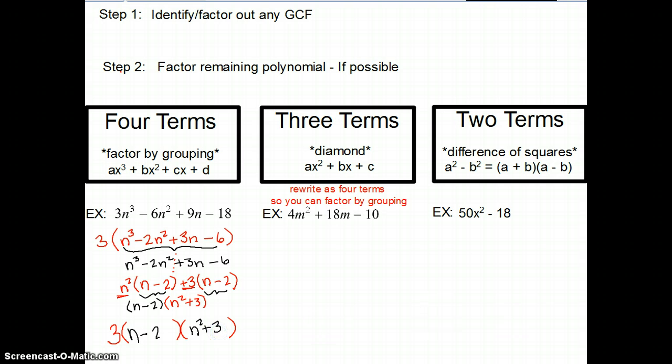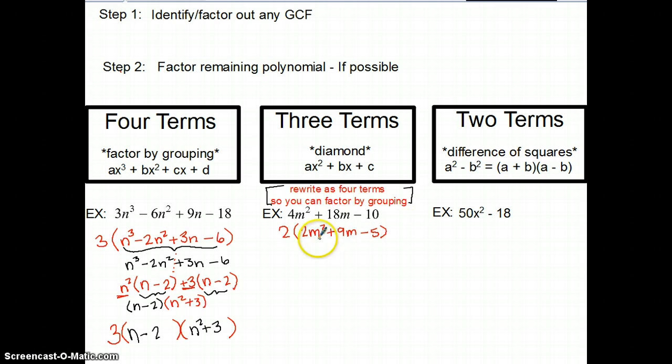To the right, we are going to use our diamond method because there are only three terms. Now remember, as I said a moment ago, our goal is to rewrite these three terms as four terms so that we factor by grouping. Step 1, always, I'm going to look for any greatest common factor between all of the terms. Looking at all three of these terms, I see that they are all divisible by 2. So I'm going to factor out a 2, leaving me with positive 2m squared plus 9m minus 5.